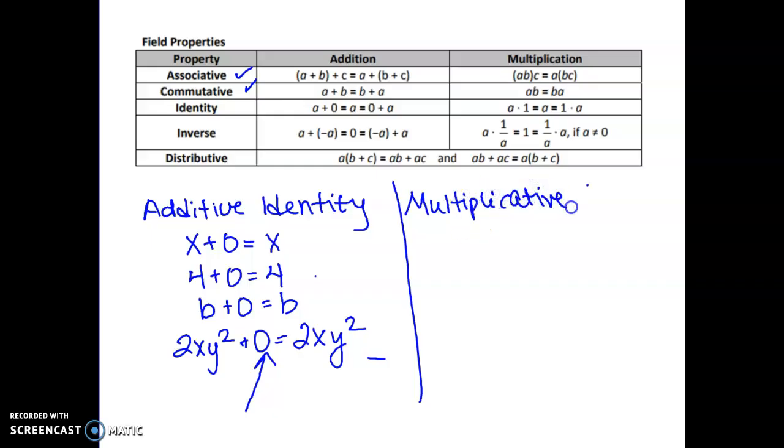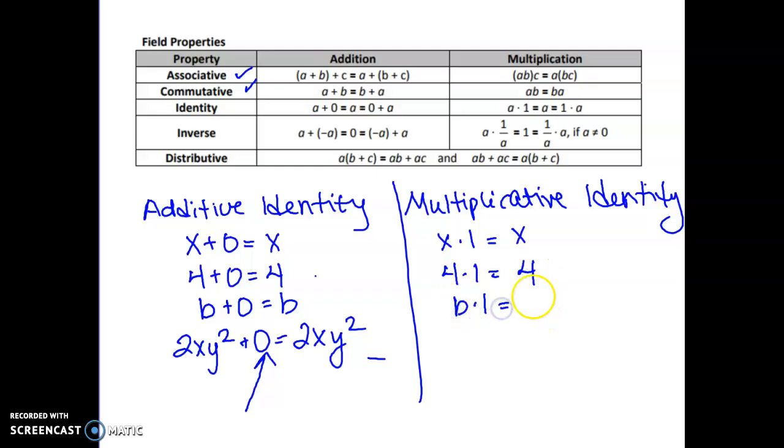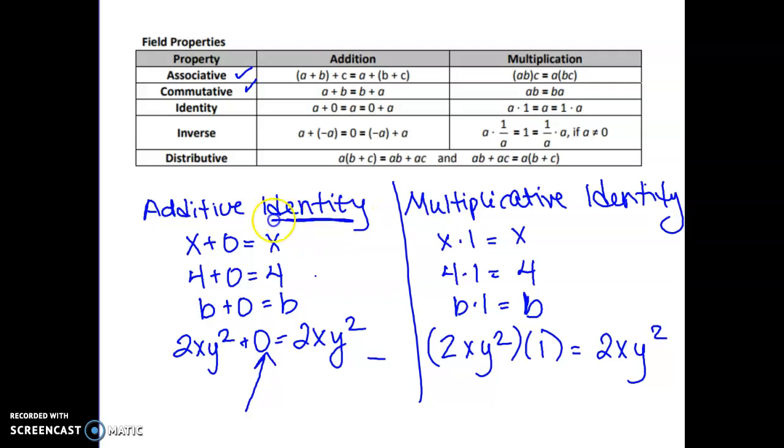Now for the multiplicative identity, that says if I multiply by 1, I get the same number. So if I took x and multiplied it by 1, I would get x. If I got 4 and multiplied by 1, I would get 4. B times 1 would be b. And 2xy squared times 1 would be 2xy squared. So if I multiply by 1, I always get the same number. That's the identity property, and that's often confused with the inverse property.